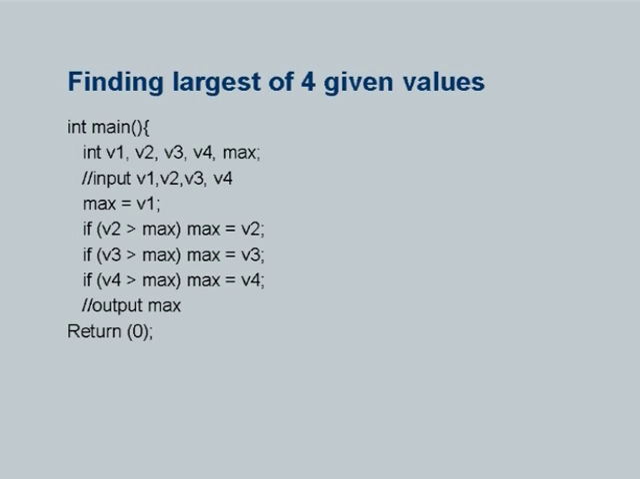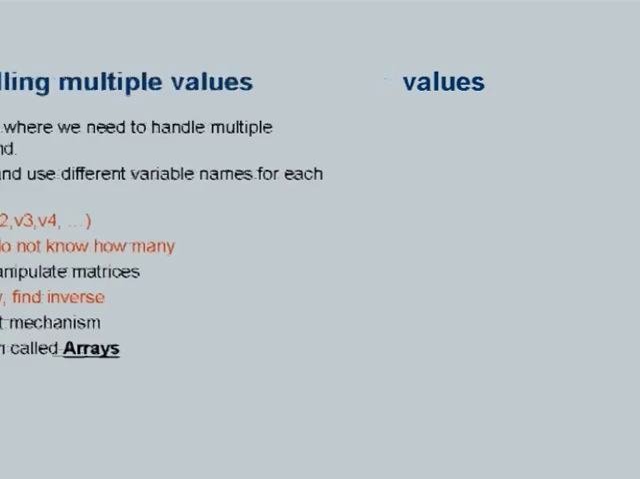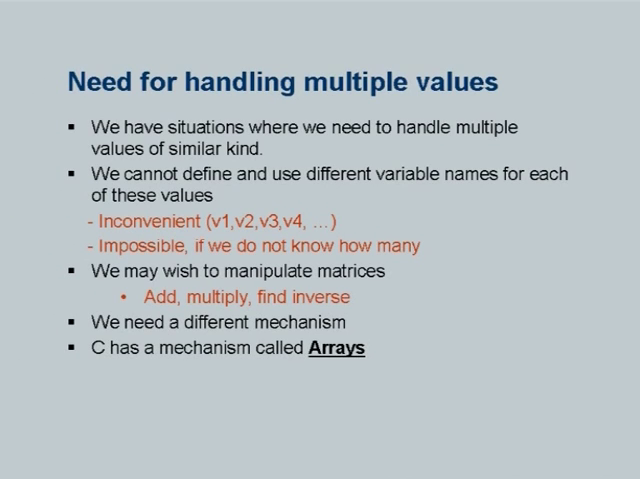So in my program, if I use v2, well, v2 will be the variable which will get compared always. Now if I have 1000 numbers which are distinct from each other, what I want to ensure is that in such an iteration, I would like to consider a different number for comparison in every iteration. Such a mechanism is not available, sadly, through the definition of simple variables, and therefore I conclude that I need some additional mechanism. So in short, we have situations where we need to handle multiple values of similar kind. We cannot define and use different variable names for each of these values.